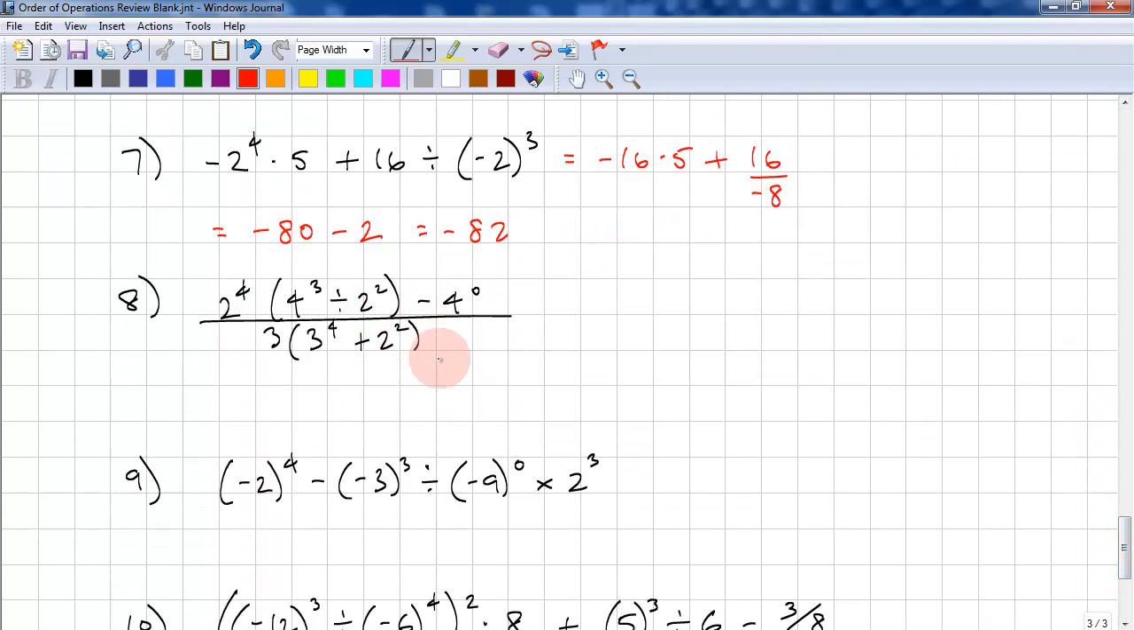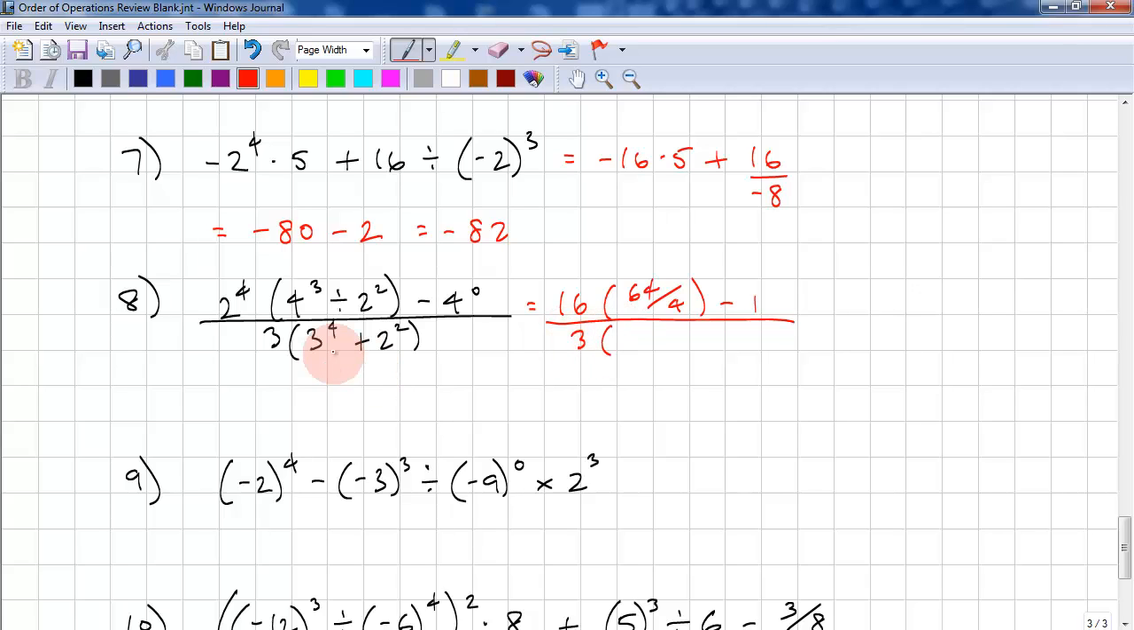Number 8. Okay, let's start evaluating a few things. We have 16, 2 to the power of 4 is 16. Now we need to evaluate the brackets. 4 cubed is 64, and we're dividing that by 4. Now we're subtracting. 4 to the power of 0 is 1. Anything to the power of 0 will be 1.